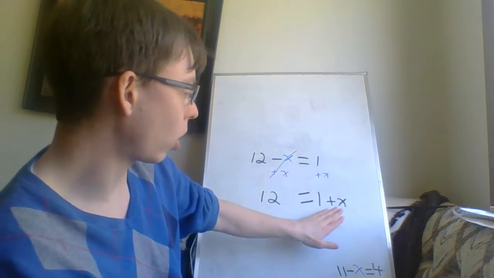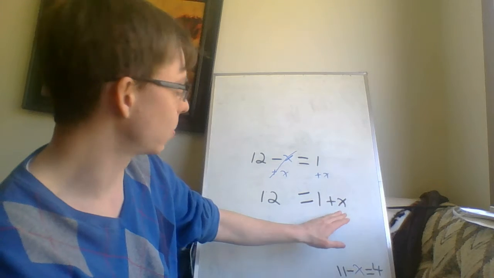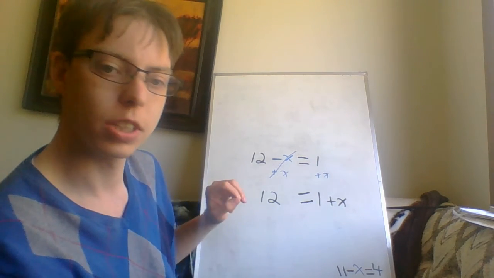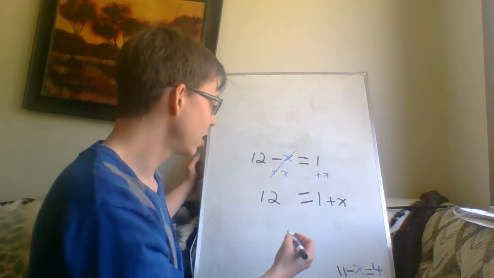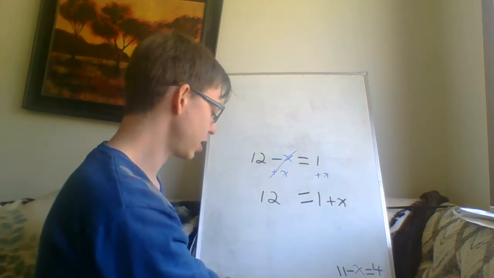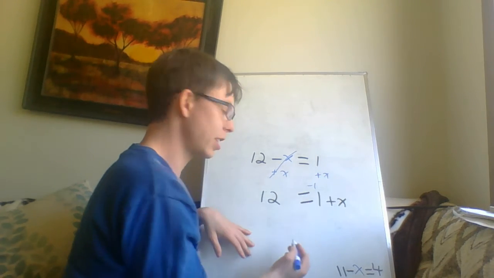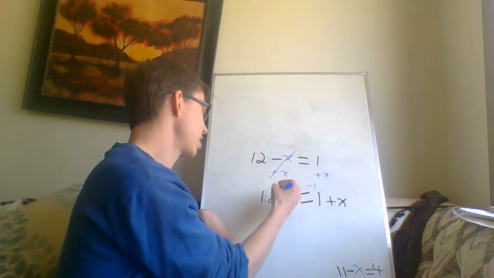All I want is a positive x on one side. That is my goal. So now I need to get rid of this positive 1. What do you do to get rid of a positive 1? That's right, you take away 1. I'm going to use my blue marker. Let's take away 1. If I take away 1 from this side, I have to take away 1 from this side.